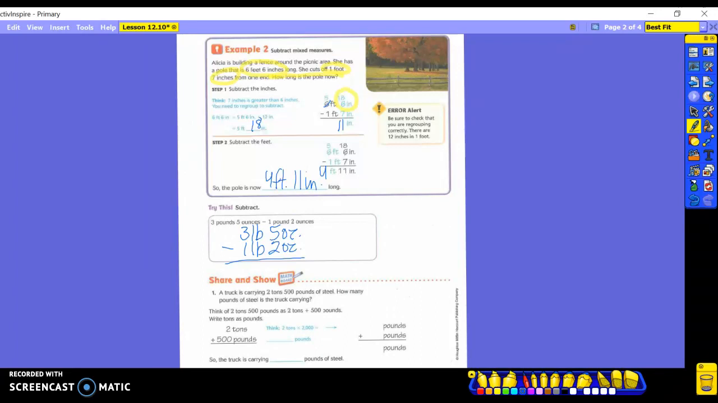If you notice, I don't have to borrow this time like I did up here because my number that's on top is what? Greater. So all I have to do is subtract like I normally do. 5 minus 2 is 3. So I'm going to put my ounces back. So I have my labels. And 3 minus 1 is 2. And I'm going to put my label back. So my answer is 2 pounds, 3 ounces.